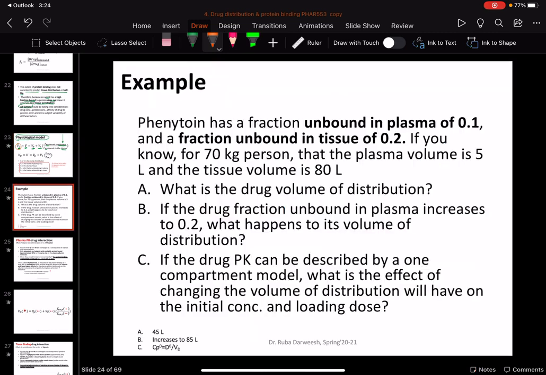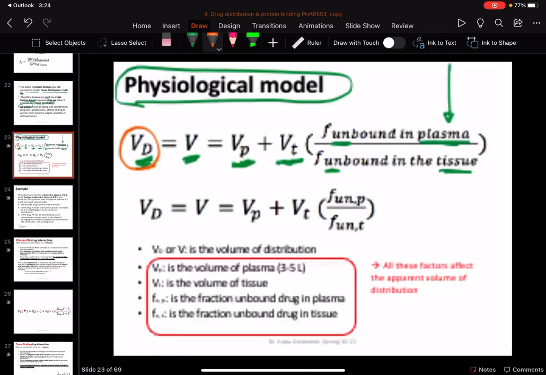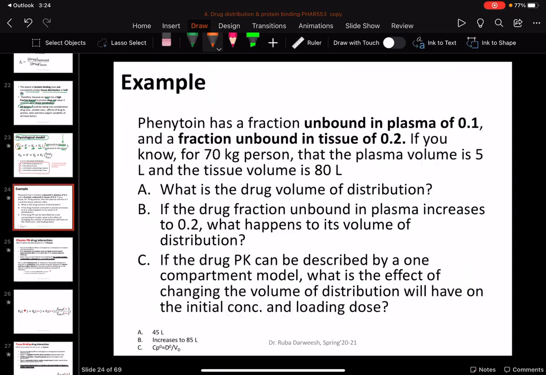So we will have examples before going into examples, calculation examples, before going into examples of the drug or plasma protein binding effect or disease effect on the final volume distribution measured. So let's go with the first one.